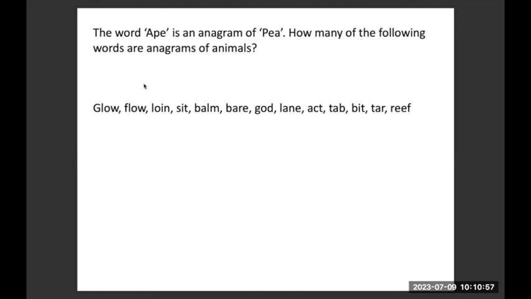How many of the following words are anagrams of animals? You're given some words. What you have to simply do is go word by word by word and literally try to decode which, by rearranging which letters, do I get an anagram? Do I get another word which is of an animal? Okay, very simple.